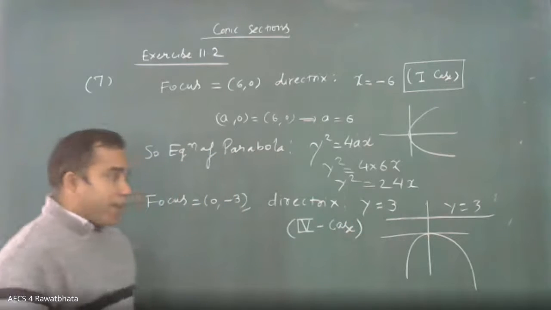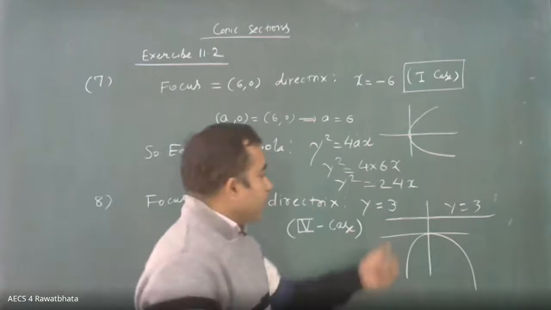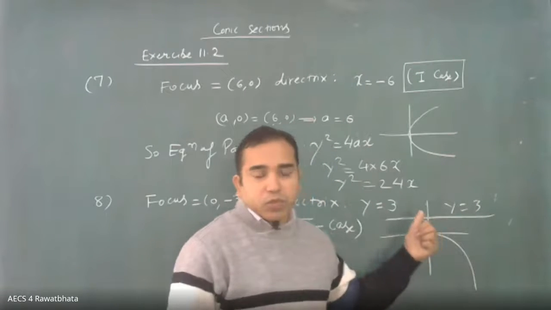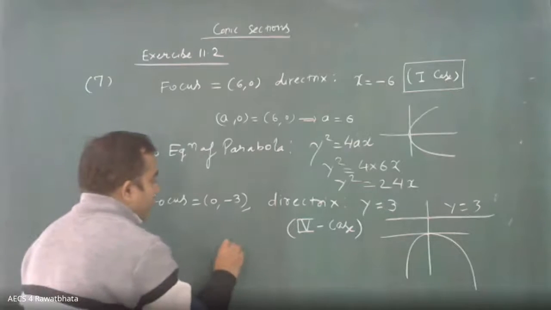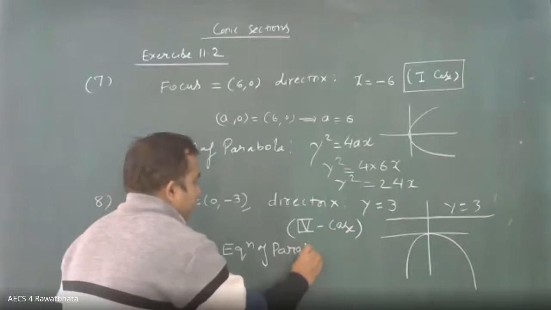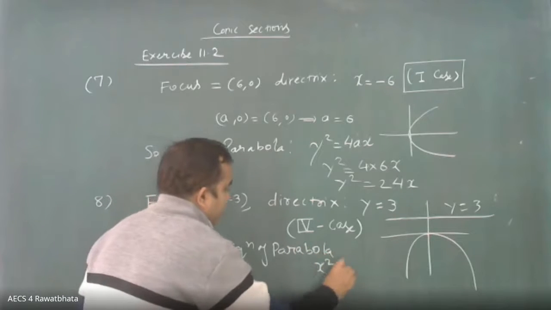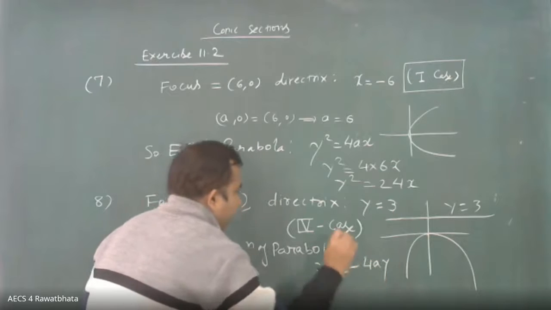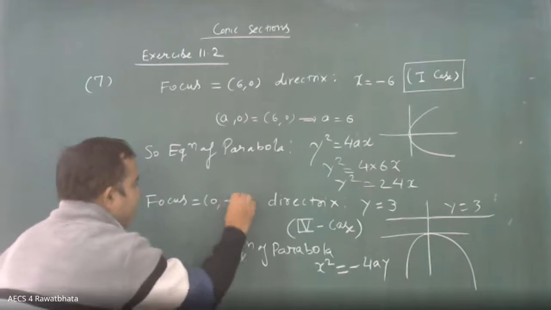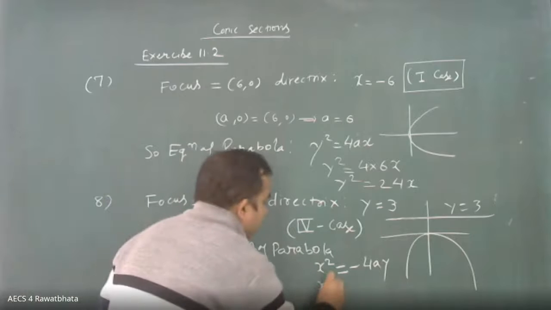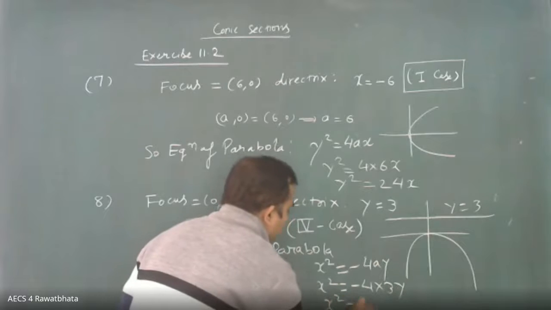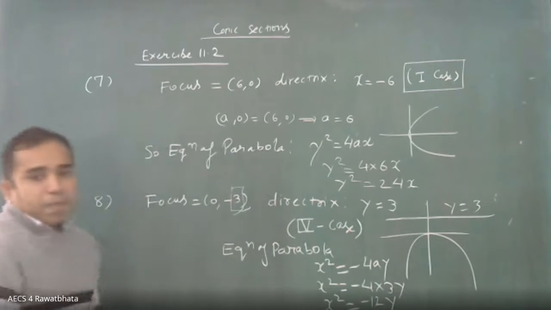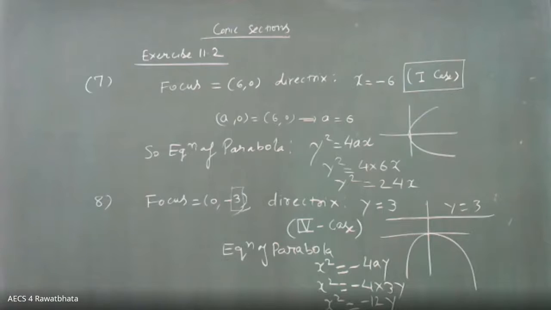In the third case the axis is the y-axis, but positive y-axis, so that is the third case. This is the fourth case. And in the fourth case, if you remember, the equation of the parabola is fixed there: x square equal to minus 4ay. And a is 3, so x square equal to minus 4 into 3y, it will become x square equal to minus 12y. Simple, isn't it?